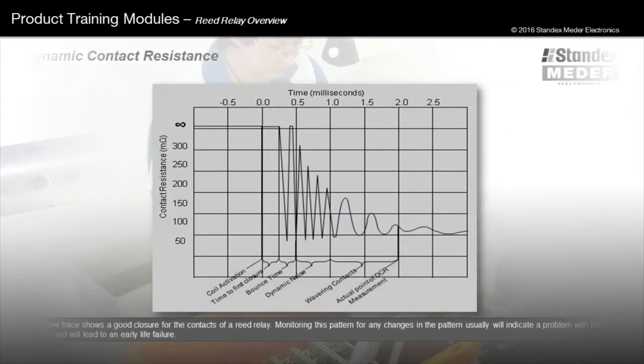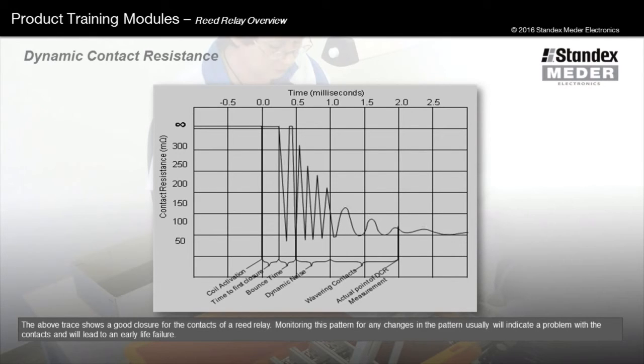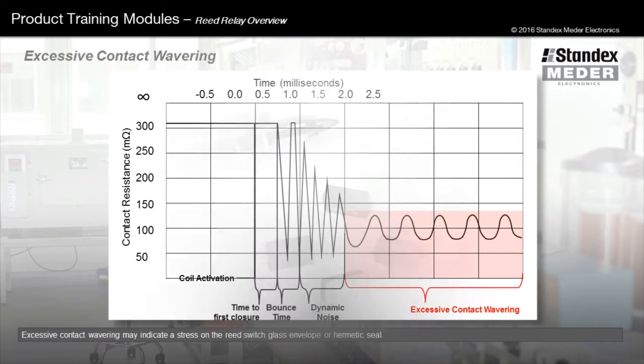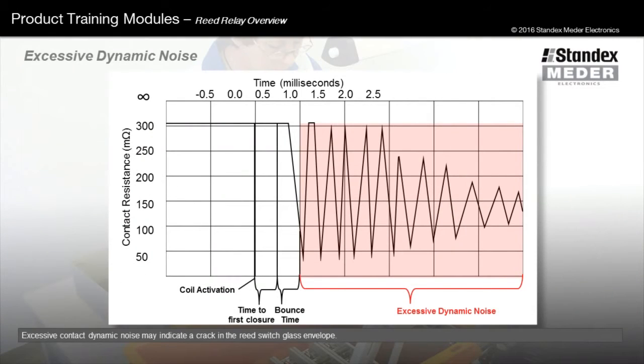The above trace shows a good closure for the contacts of a reed relay. Monitoring this pattern for any changes in the pattern usually will indicate a problem with the contacts and will lead to an early life failure. Excessive contact wavering may indicate a stress on the reed switch glass envelope or hermetic seal. Excessive contact dynamic noise may indicate a crack in the reed switch glass envelope.